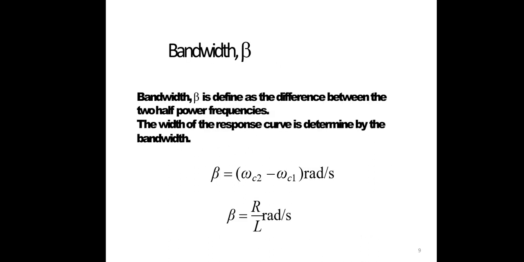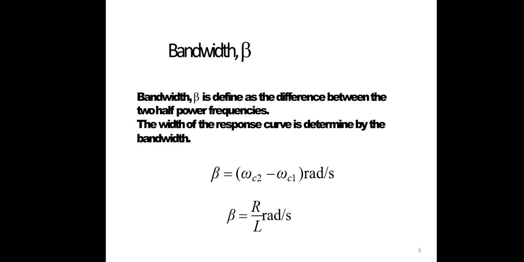So now the bandwidth, which is indicated by beta here, is defined as the difference between the two half power frequencies. This is beta. So the width of the response curve is determined by the bandwidth, which is equivalent to the difference of the upper 3 dB and lower 3 dB point frequencies. That means omega C2 and omega C1. So beta is equal to omega C2 minus omega C1 radians per second.